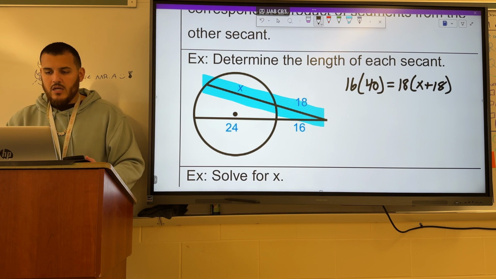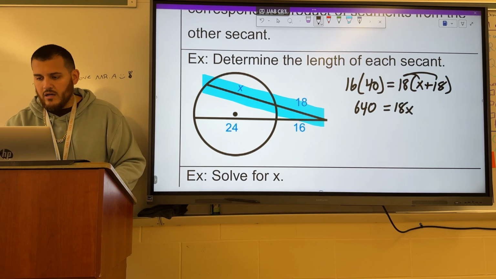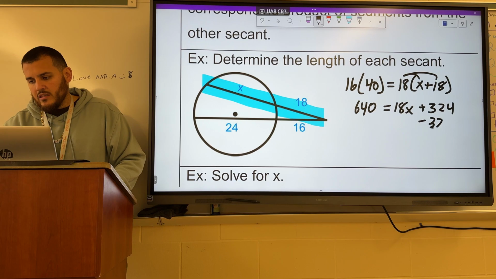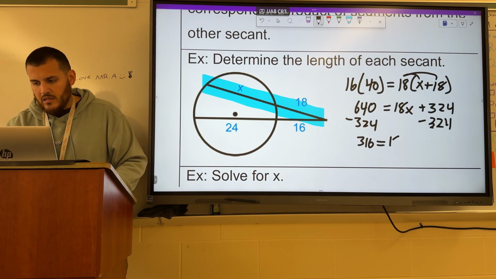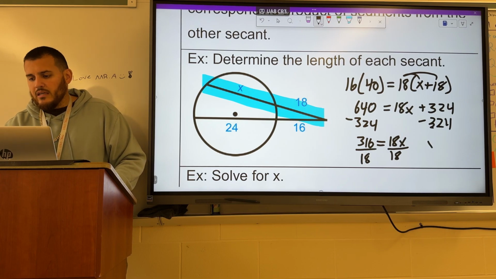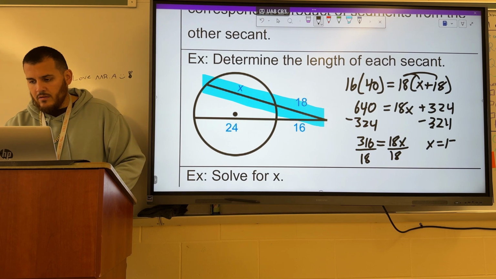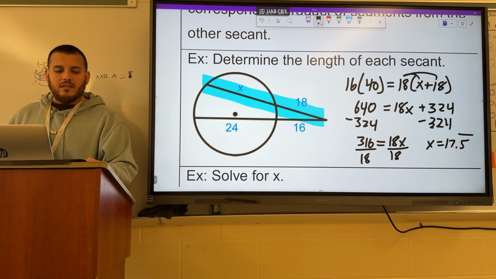So 16 times 40 gives me 640 there on the left. And then I'm distributing 18 times x gives me 18x. 18 times 18, or 18 squared, gives me plus 324. I can now get that 18x alone on the right by subtracting 324 from both sides. And that'll give me a value of 316 equal to 18x. And lastly, I can divide both sides by 18 to get the value of x. 316 divided by 18 is going to give me 17.5 recurring, right?